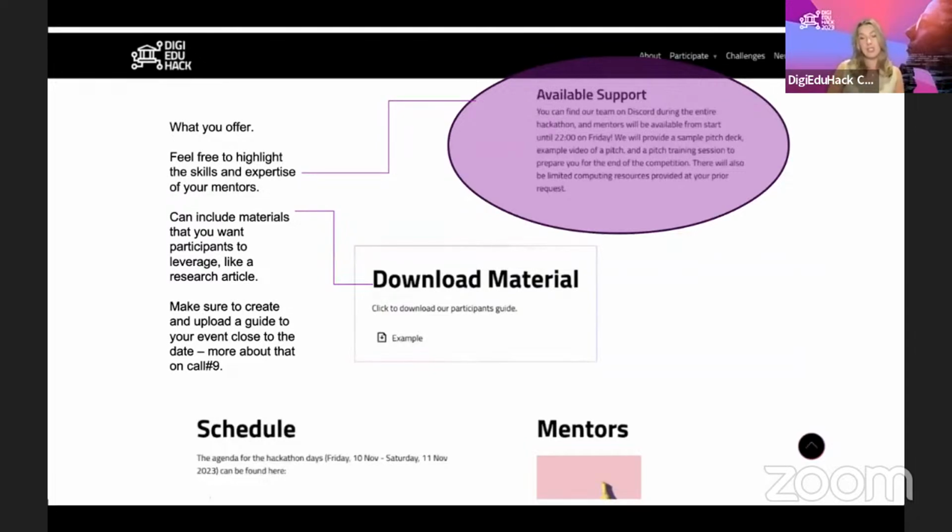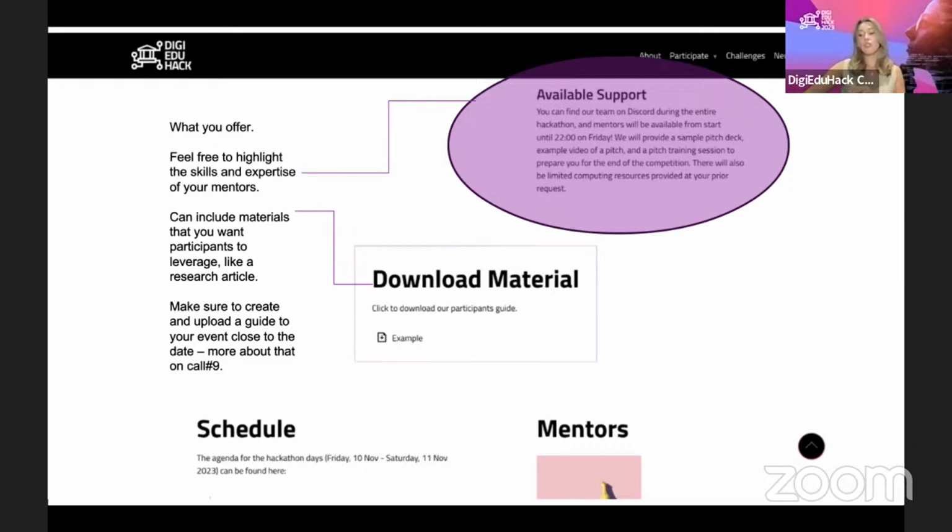Available support. This, of course, is an important part. How are you there to help these teams or your participants out? You can here highlight the skills and expertise of your mentor pool, and the mentors will be introduced a bit later. What kind of expertise, what kind of experts will they be able to network and work with? What kind of materials do you have? These could be articles, or links to open data sets or closed data sets that you can give them access to, or whatever the case may be.